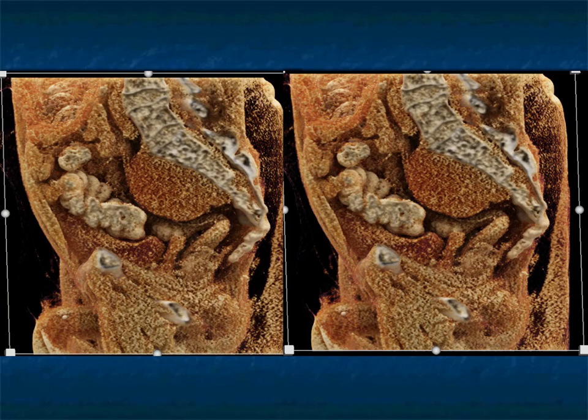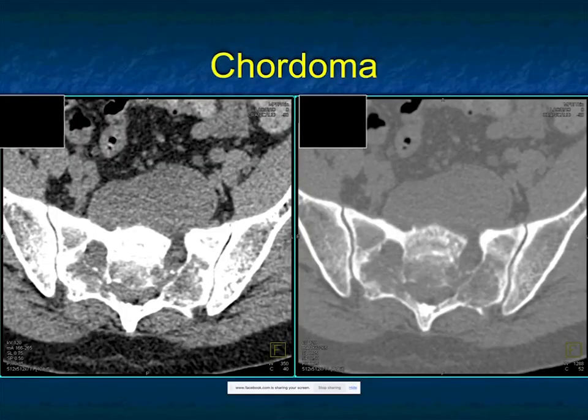You can see it very nicely on the sagittal views again with volume rendering. A great visualization for a chordoma. Again, you have a full differential. Mets. You have neurogenic type tumors, particularly sarcomas, but always think about chordoma.